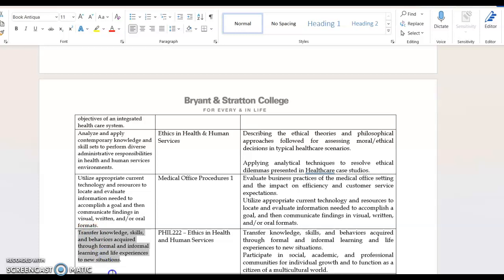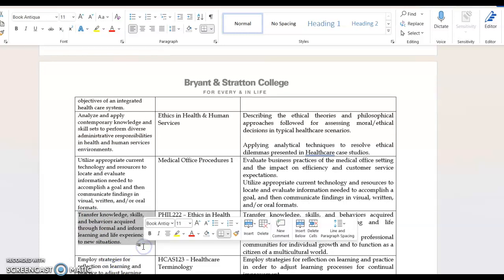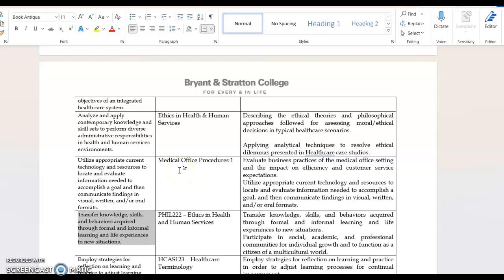Transferring knowledge, skills, and behaviors acquired through formal and informal learning and life experiences to new situations will be the course Philosophy 222, Ethics in Health and Human Services. Transferring knowledge, skills, and behaviors acquired through formal and informal learning and experiences to new situations. Participating in social, academic, and professional communities for individual growth and to function as a citizen of a multicultural world.